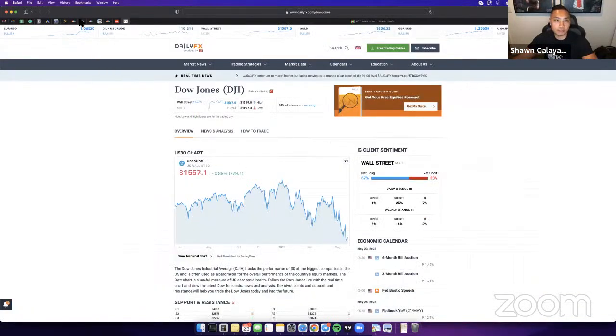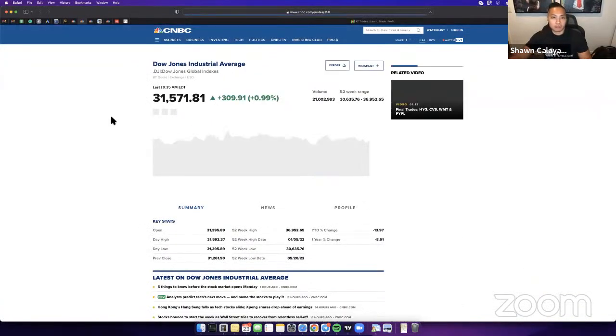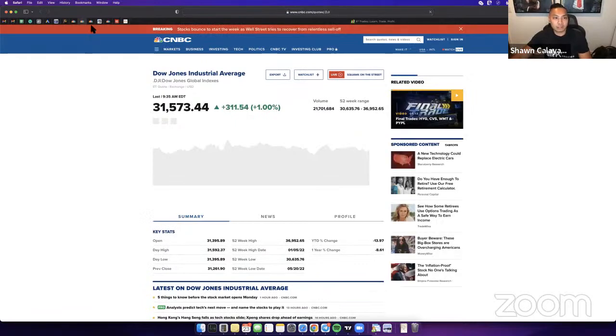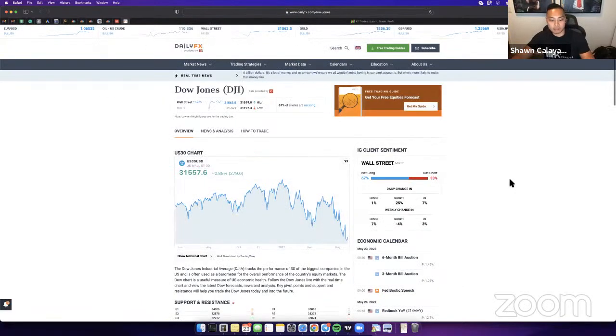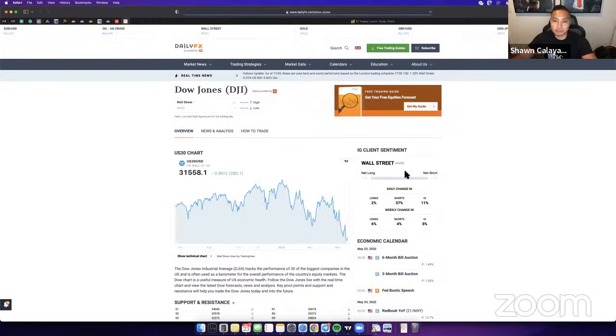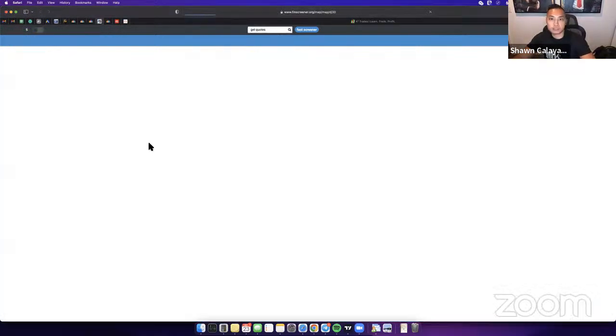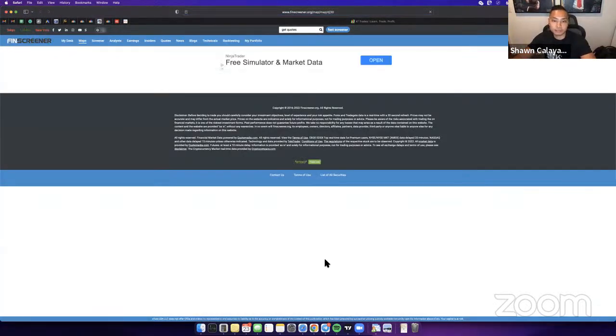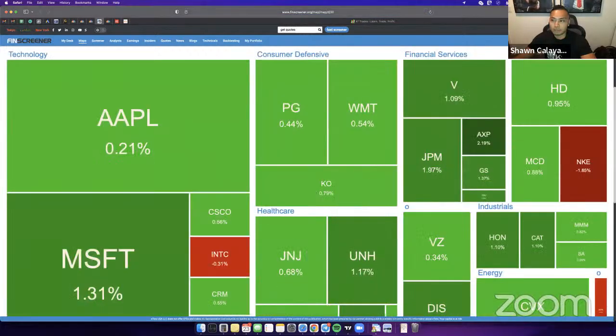Let me take a look at the fundamentals real quick. All right, refresh here. Fundamentals are currently up 311 points. Retail sentiment is still bearish because 67% of retail traders are on the long side. So overall right now, it's still indecisive. Looking over here at the heat map, I'll refresh this real quick. Heat map is currently very green.